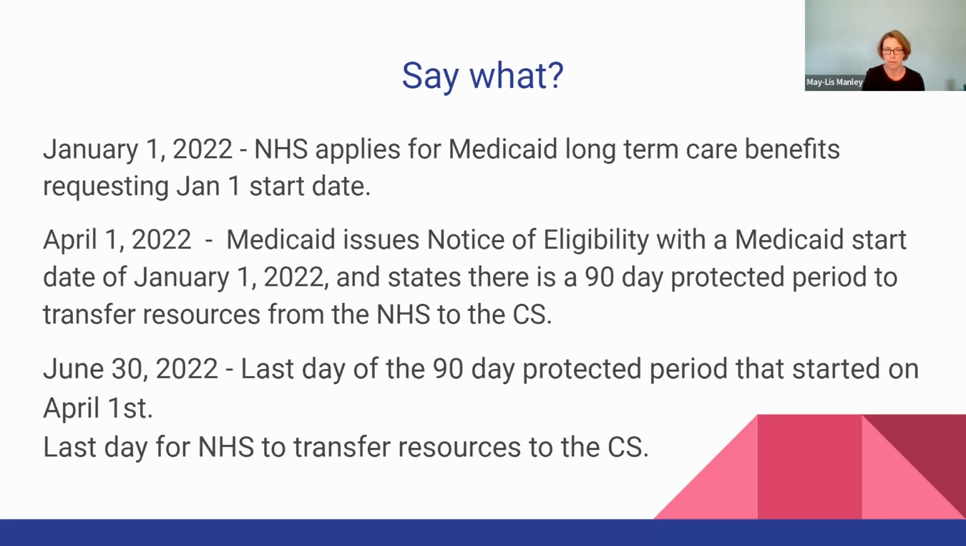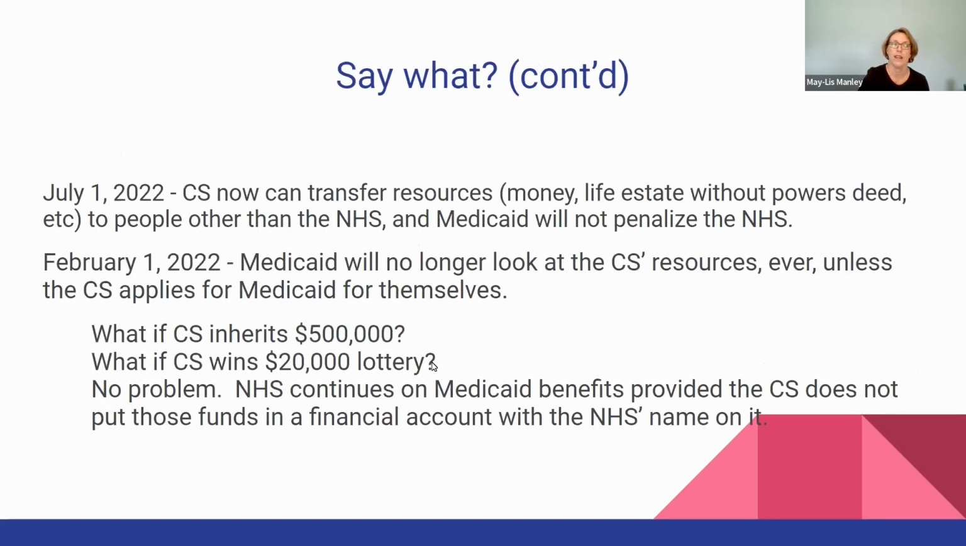Nursing home spouse, you have to move assets to the community spouse so that come July 1st, when the protective period ends, the only countable resources in the nursing home spouse's name will be less than $2,500. On July 1st, for the community spouse, this is a deadline where the community spouse can now safely transfer resources, be it money, a life estate deed without powers, to people other than the nursing home spouse, and it will not penalize the nursing home spouse.